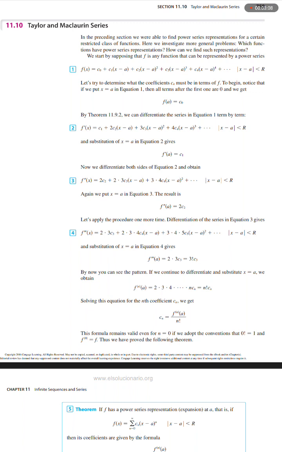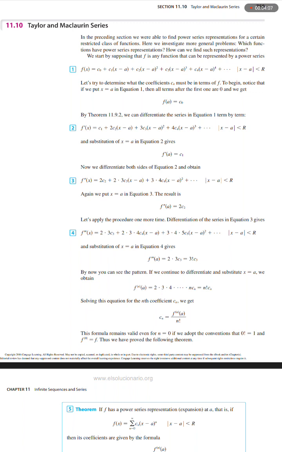Let's apply the procedure one more time. Differentiation of the series in equation 3 gives equation 4, the third derivative of f(x), or f‴(x) = 2·3c_3 + 2·3·4c_4(x − a) + 3·4·5c_5(x − a)² + ..., for |x − a| < R. Substitution of x = a in equation 4 gives f‴(a) = 2·3c_3 = 3!c_3.